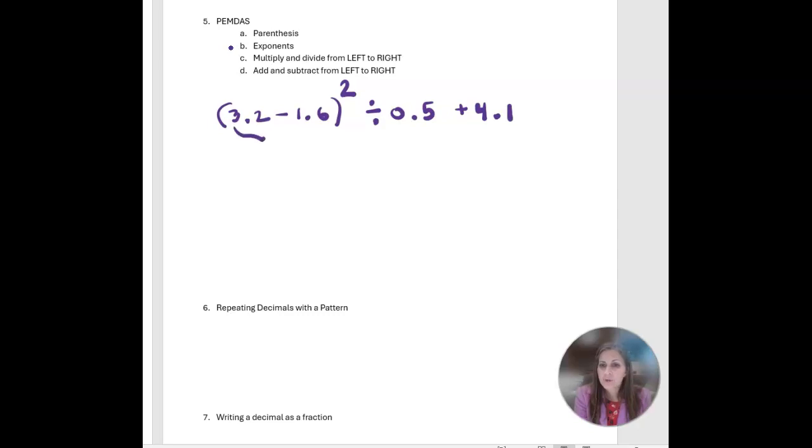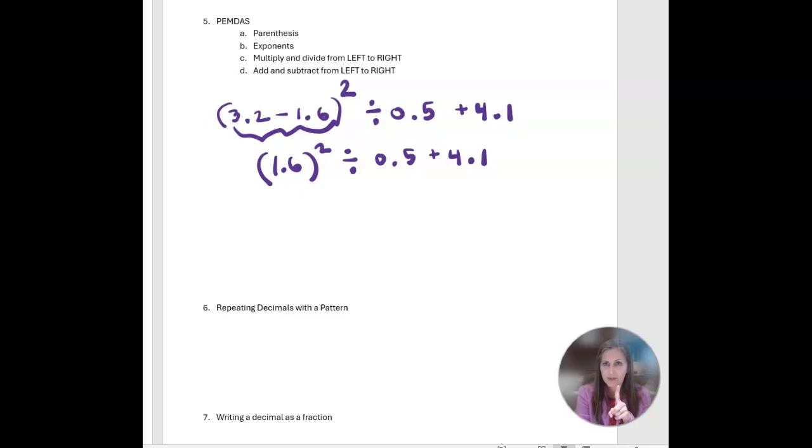Okay, so we need to do the parentheses first. The first thing we do is the parentheses. So you're going to take 3.2, this is a simple one, minus 1.6. 1.6 is half of 3.2. So 3.2 minus 1.6 is 1.6. Okay, I'm only going to do one step at a time. You do not want to do all your PEMDAS in one step. That is the biggest mistake. Take it slow, do one step at a time.